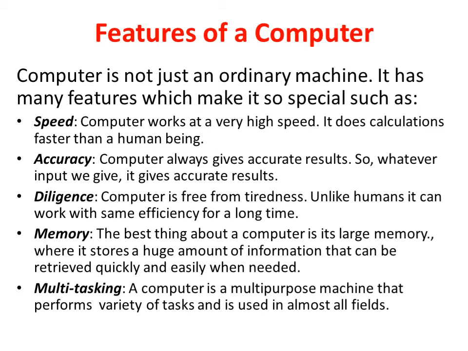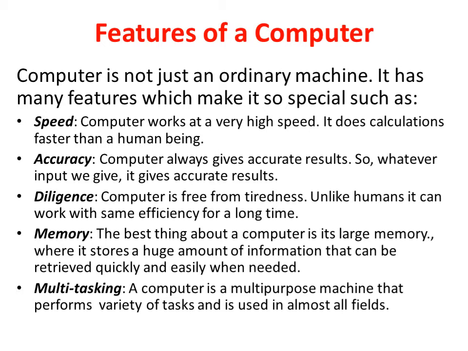Now let us learn about the features of a computer. Computer is not just an ordinary machine. It has many features which make it so special, such as speed. The first one we will take, speed. Computer works at a very high speed. It does calculations faster than a human being.